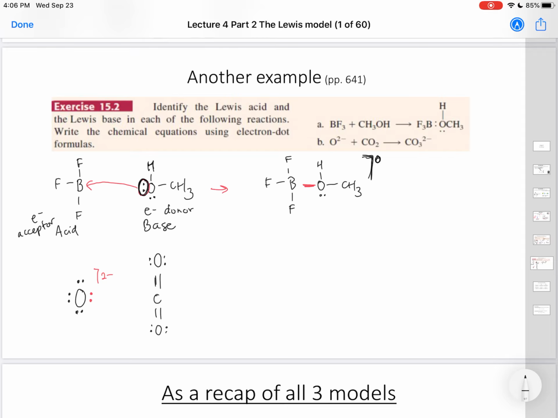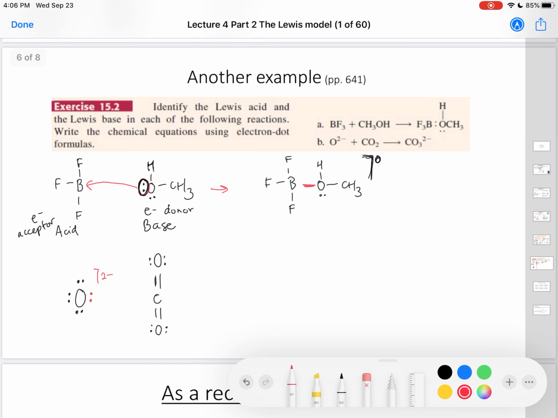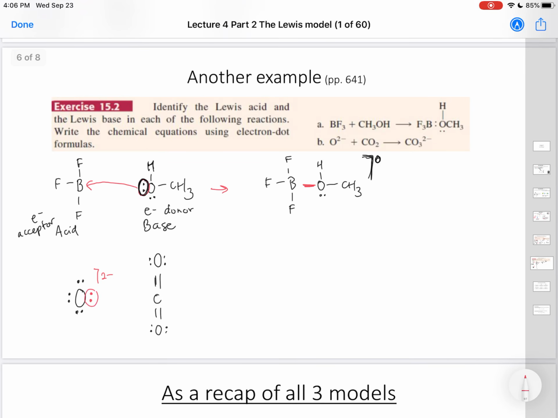And so what will happen to form CO3 2 minus is that this electron pair here will form a bond with the carbon. Now, carbon cannot be hypervalent. It cannot have 5 bonds attached to it. So you need to move some electrons up, and that's exactly what we're going to do. We're going to move some up onto this oxygen. Okay. So let's draw the result of this movement of electrons.